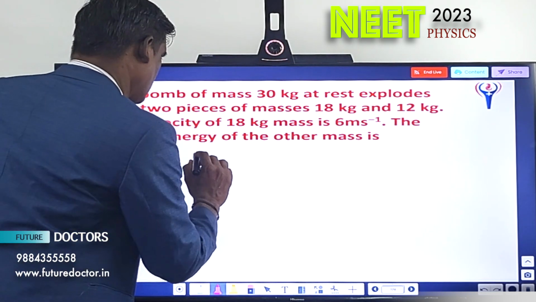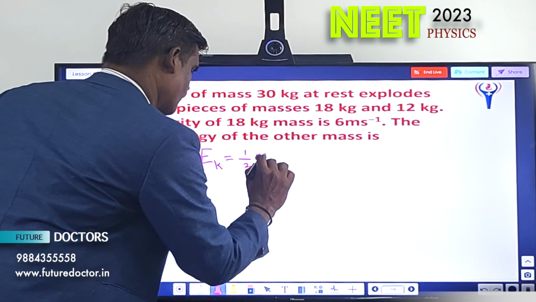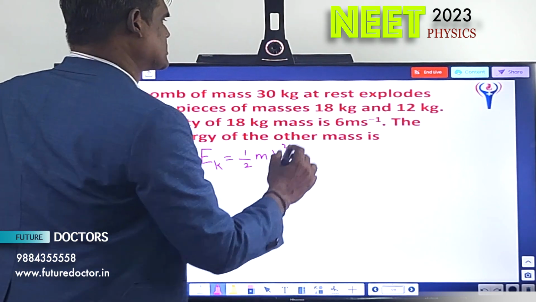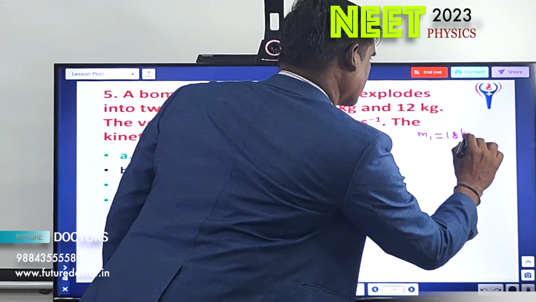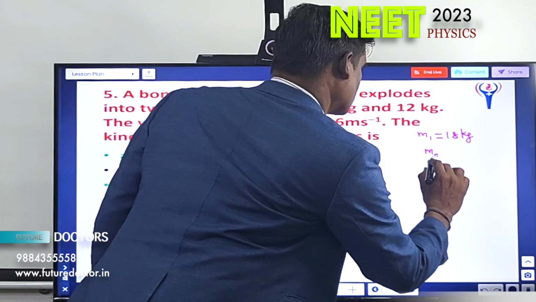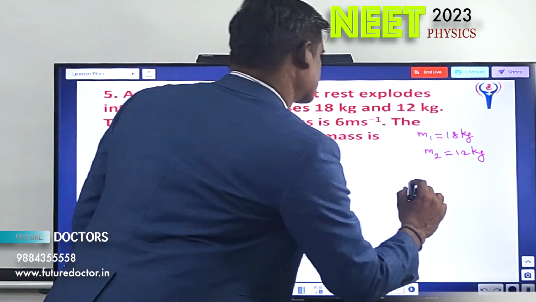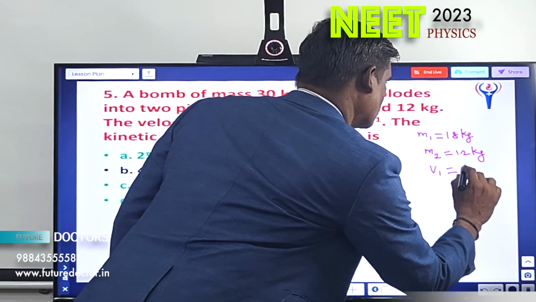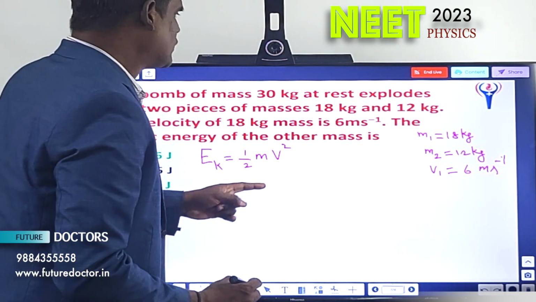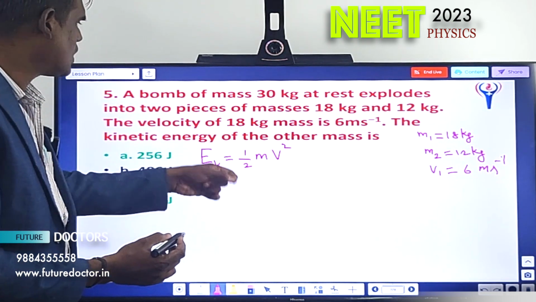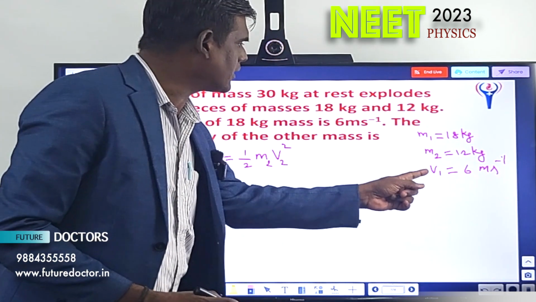Formula: kinetic energy E K equals half m v square. Here two masses are given, m1 and m2. m1 equals 18 kilogram and m2 equals 12 kilogram, and for the 18 kilogram mass, v1 equals 6 meter per second. We should find v2, the velocity of the other mass m2, to get its kinetic energy. So from this, find the velocity.